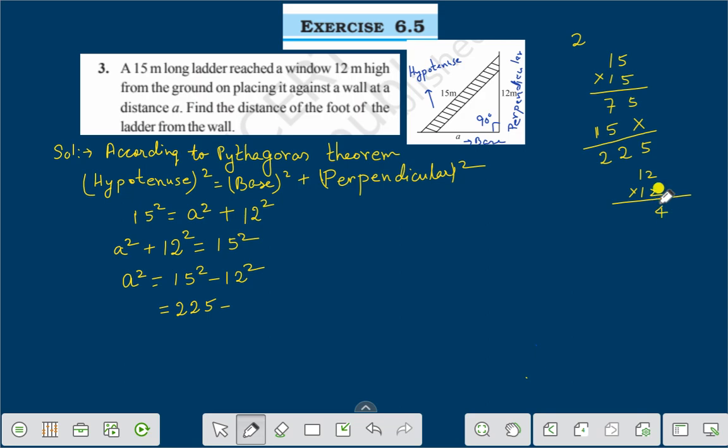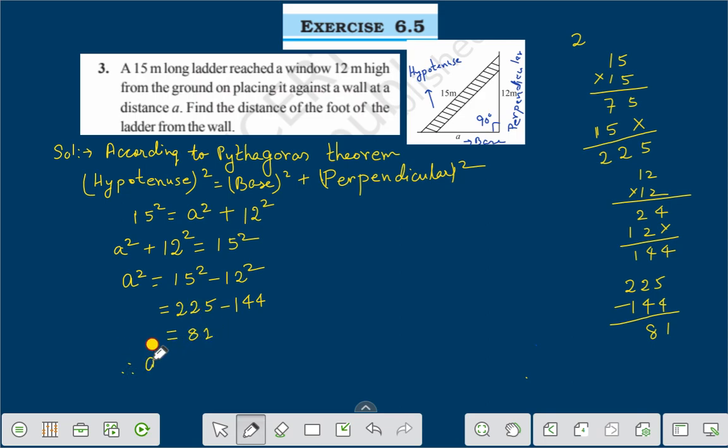That is 2 twos are 4, 2 and 2. And here 2 and 2, 1 and 1. That is 4, 2 plus 2 is 4, and it is 1. Right, 144. If we subtract 144 from 225, we are getting 225 minus 144. 5 minus 4, that is 1. 4, 8, 12, carry 1, 2, 81. That we are getting 81.